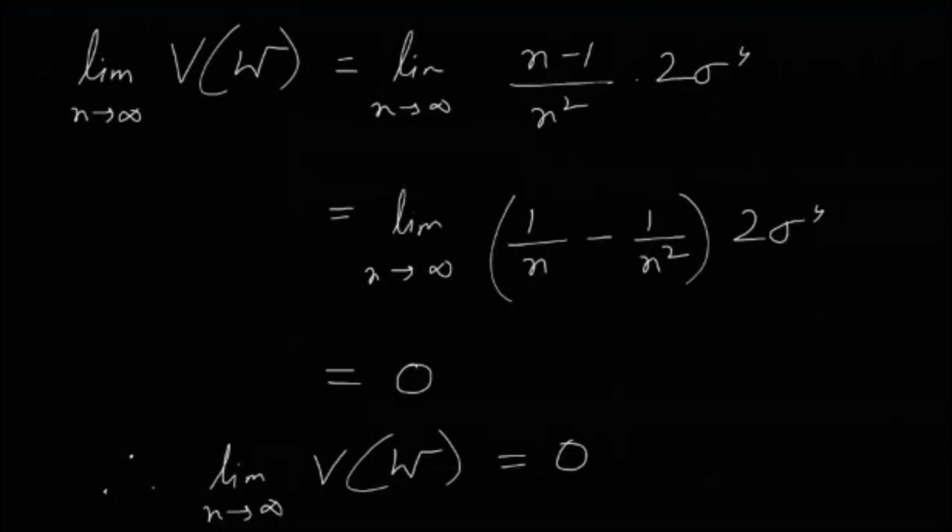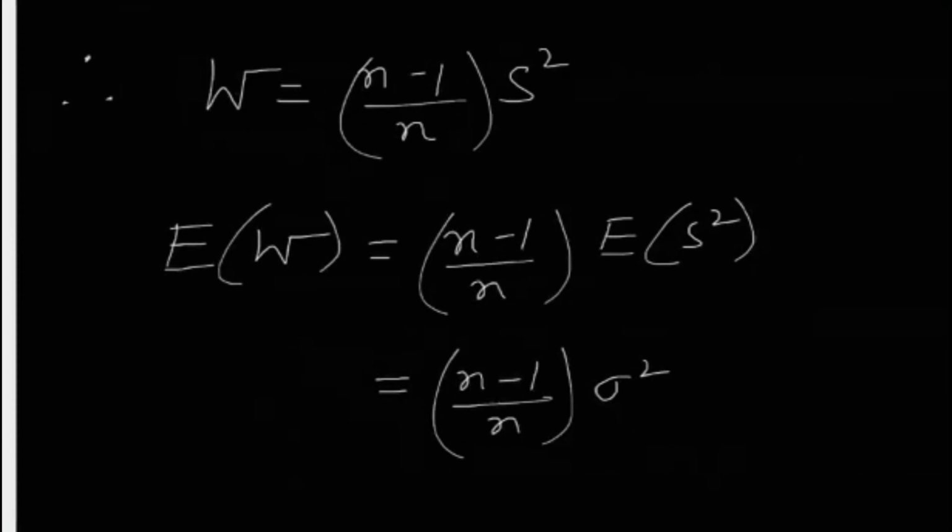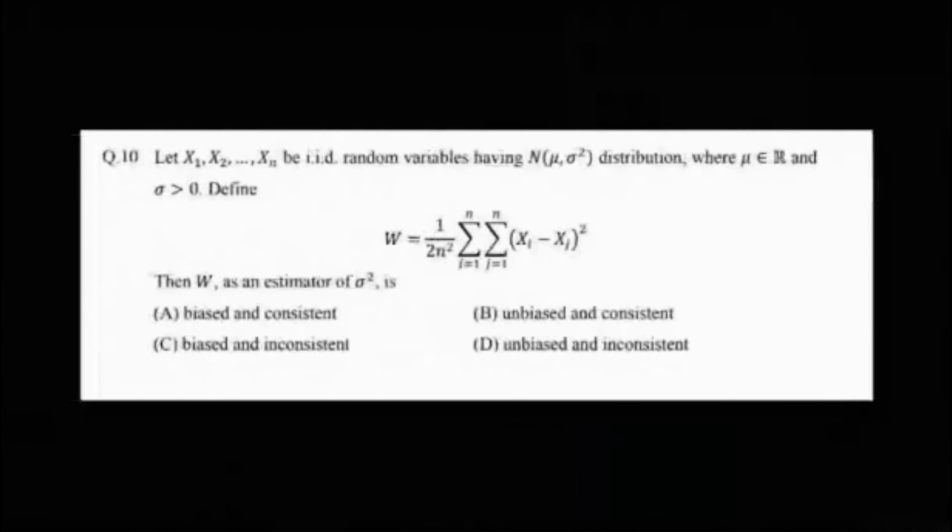So yeah, there you have it, the solution to this problem. It was very easy just to check the expectation and all. The initial w was a bit intimidating. It could have been a bit intimidating to some people, but it's nothing but a function of s square, as you can see. So yeah, it was very easy.